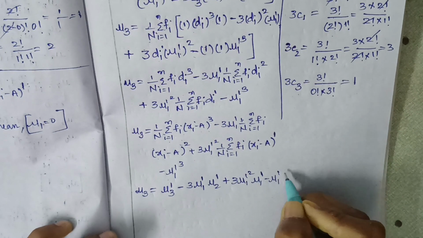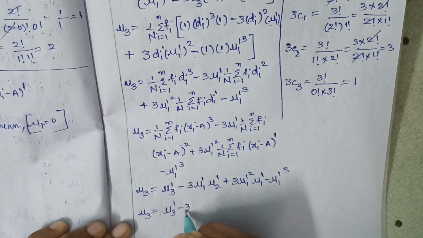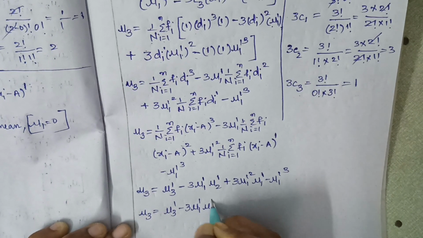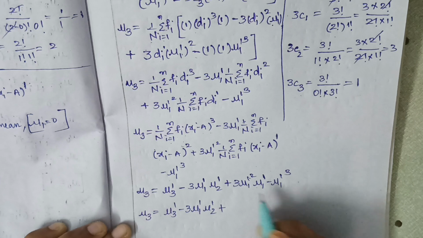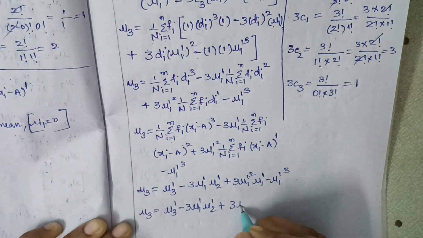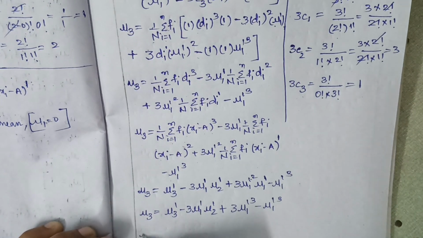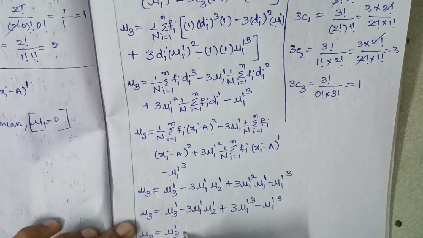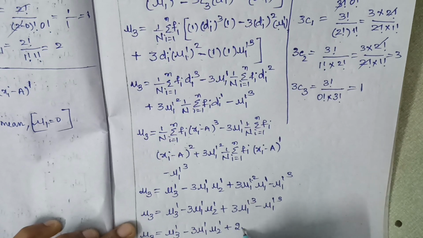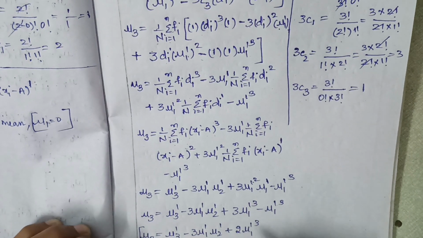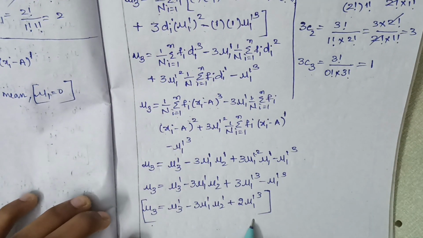Therefore minus μ1' cube, which is μ3 = μ3' − 3μ1'μ2' + 3μ2' square into μ1', which becomes μ1' cube, minus μ1' cube. If we subtract, we get μ3 = μ3' − 3μ1'μ2' + 2μ1' whole cube. This is the third central moment. This is the third central moment about the mean.